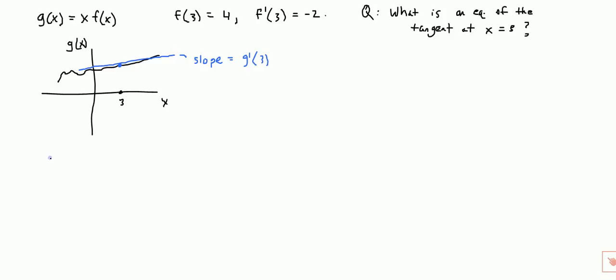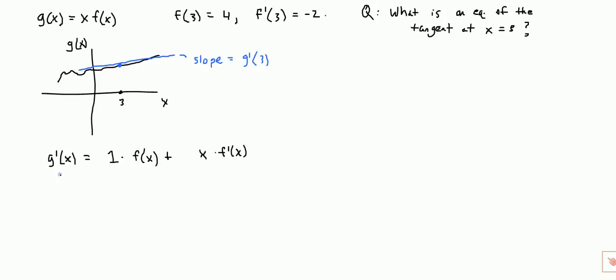So the first step is to take the derivative, g prime of x. We're going to use the product rule. So the derivative of x is 1, and we leave f of x untouched, and then we add, take the derivative of f of x, which is f prime of x, and we leave that x on the left alone. Okay, so that's the product rule.